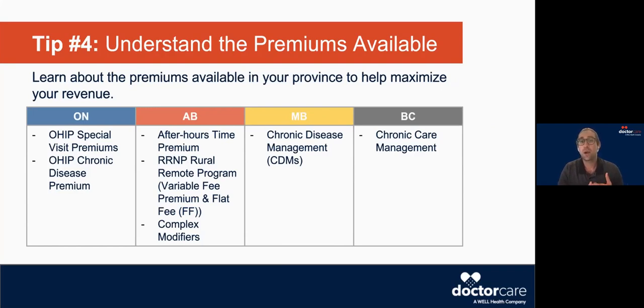In Alberta, we see after hours premiums, we see the rural remote program, which actually falls into two rural incentives. And we see complex modifiers, which is a big premium that you can get in Alberta. In Manitoba, there are CDM incentives, so that's properly billing your patients, and finding the right patients to bill these incentives for afterwards is sometimes a struggle. Same concept in British Columbia, right? These chronic care management patients, so finding your heart failure patient that you have done management for and billing your incentive code for them. We do understand it is hard to keep track of that.